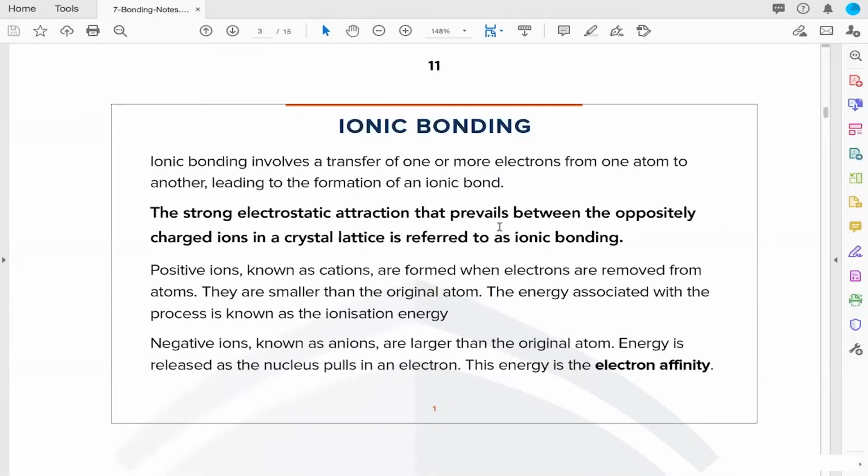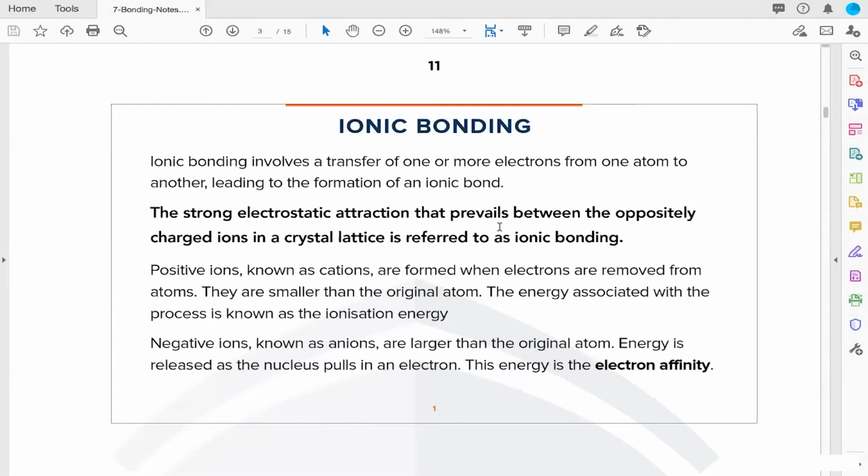Ionic bond is basically electrostatic attraction between oppositely charged ions which are in a crystal lattice. So three main points there. It is a strong electrostatic attraction. So that's the kind of force that you have. The force here is electrostatic.